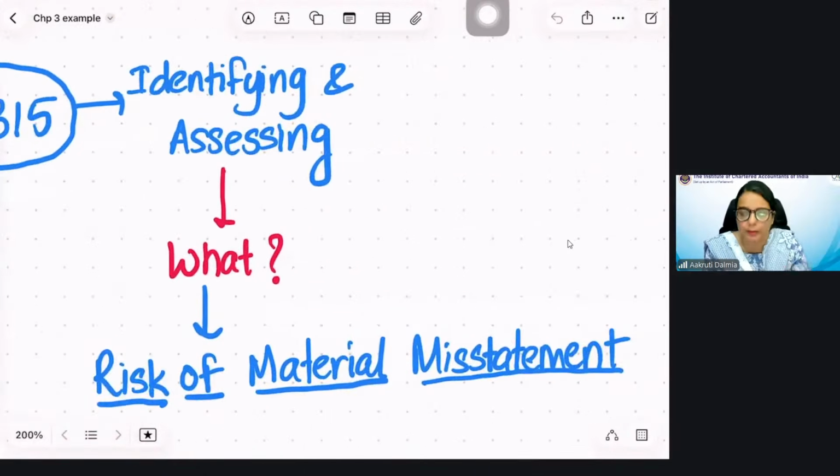Now, if you remember, I told you in chapter number 1 also and chapter number 2 also that before we start doing further audit procedures, we have to do risk assessment procedure, which means before we can start doing the actual vouching and verification, we need to find what are the possibilities of misstatements.